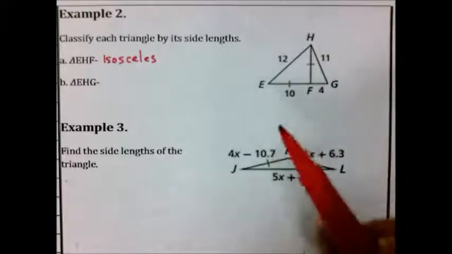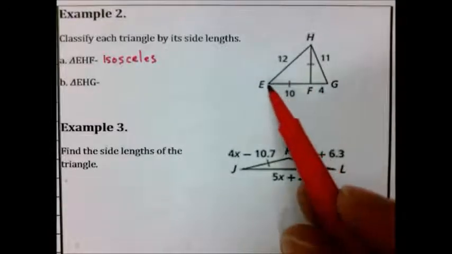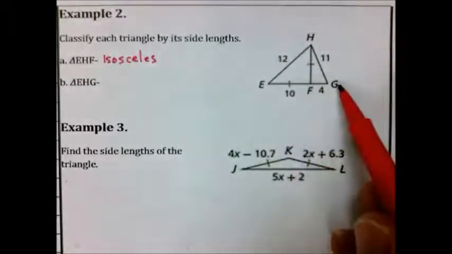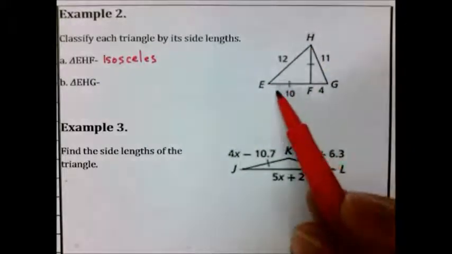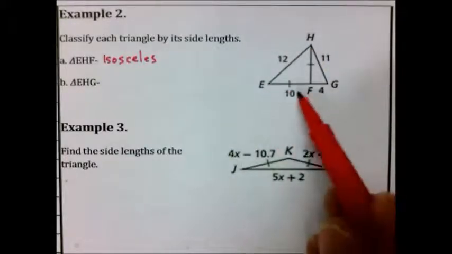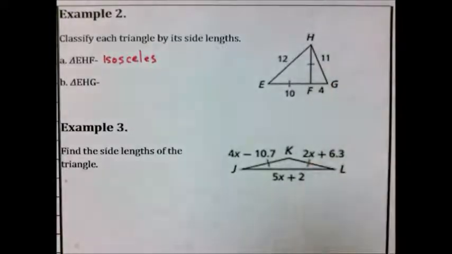Now the next one is triangle EHG. So that's this whole thing. Remember, this is 12. This one would be 14 if we combine the 2, and this one's 11. I want you to decide on your own if that's an equilateral, isosceles, or scalene triangle, just based on the side measures. All right. Example 3.